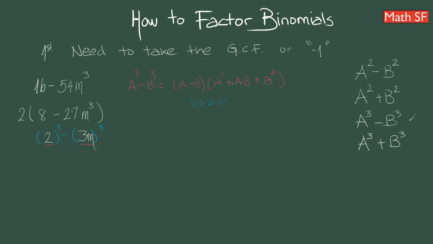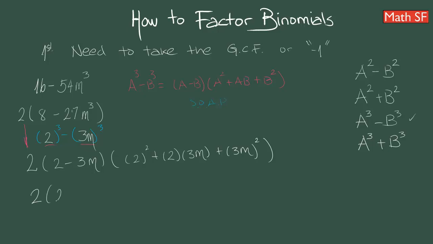Therefore, if we substitute in that, it will be 2 minus 3m times a squared. So let's do it here: 2 squared plus 2 times 3m plus 3m squared. Do not forget to bring down the 2, which is going to be 2 in front. Now let's see if we can reduce here. We can simplify this parenthesis.